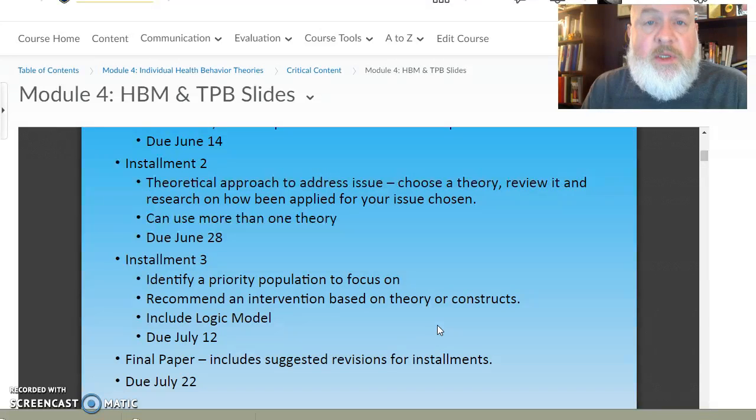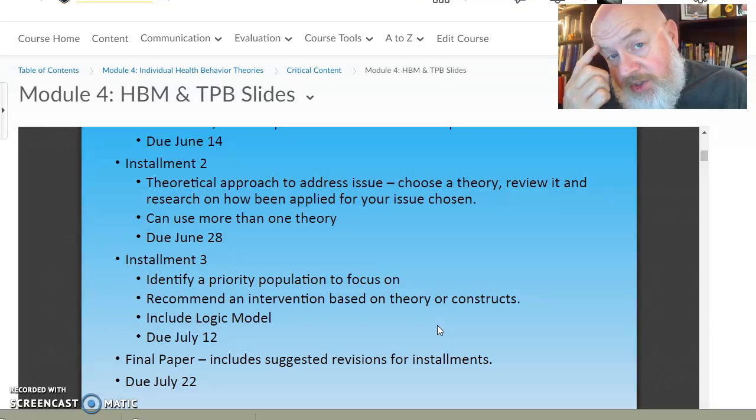And then what you'll do in this third installment, identifying your priority population, recommend an intervention based on the theory or constructs. And again, you're going to not just say, here's the theory that I think that this goes along with. Show us how it works. And assume that the reader knows nothing, even though I know what you're talking about, because you need to make those connections for us.